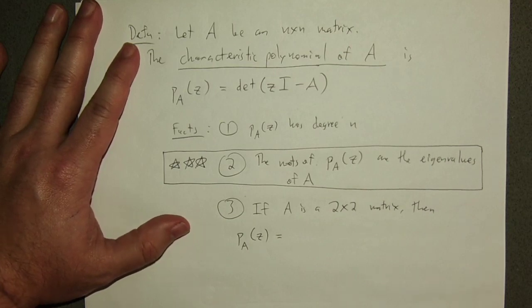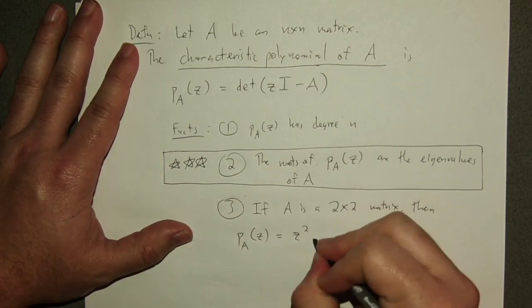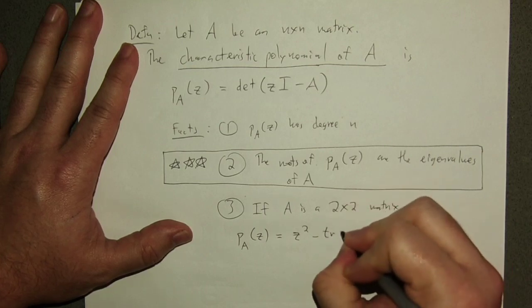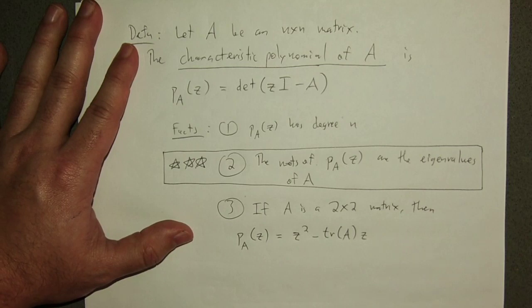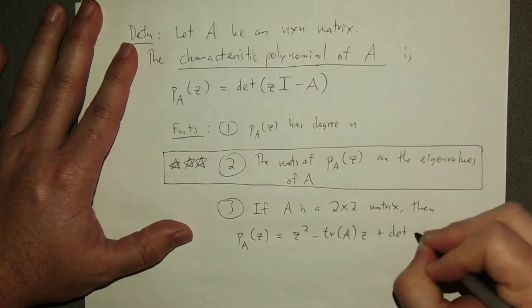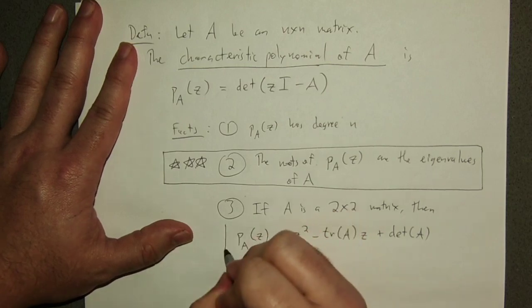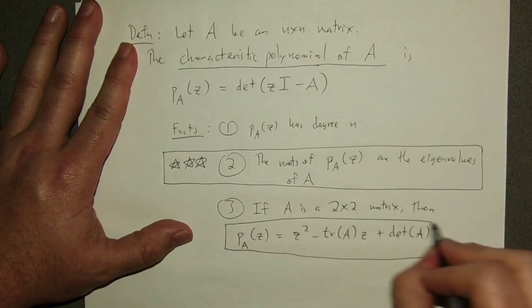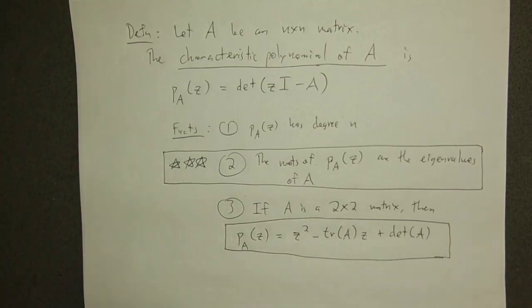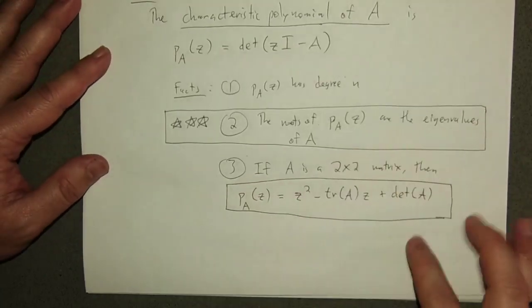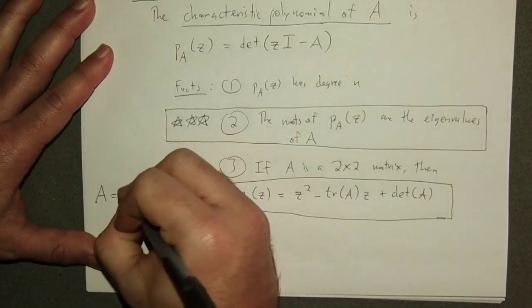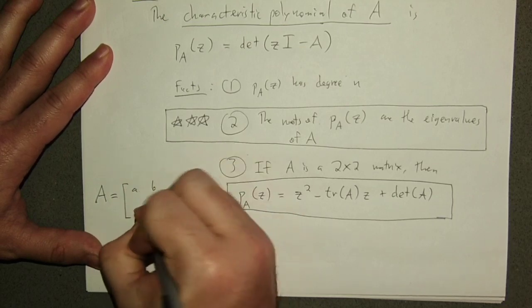The characteristic polynomial is going to be z squared minus the trace of A times z plus the determinant of A. This is a handy little formula. I even use this to come up with examples when I'm teaching 240 or 461. While I'm standing at the board, if I want a matrix to have a particular characteristic polynomial, this is what I do in my head. So what are these quantities? If A is a 2x2 matrix, let's write over here that A is the matrix with entries a, b, c, d.